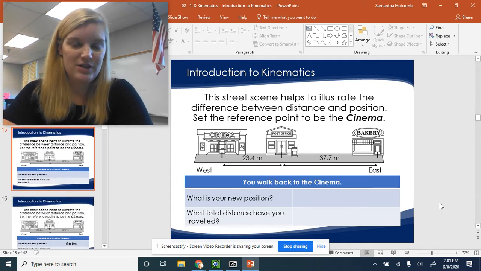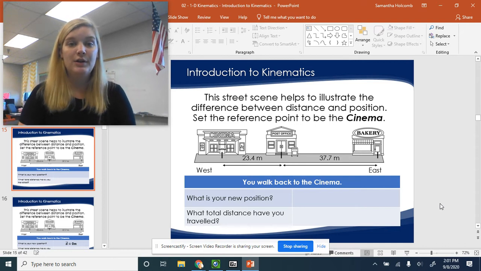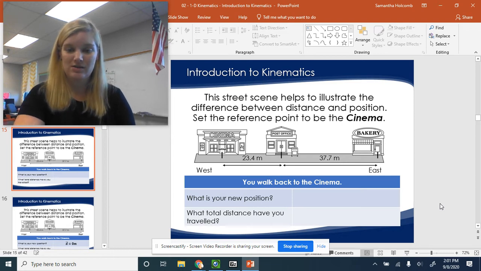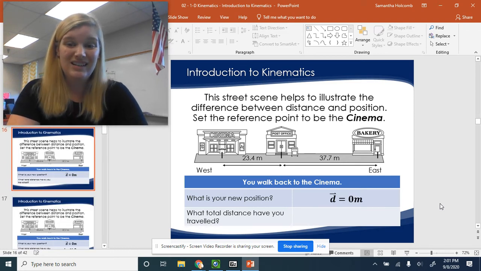So after writing your sternly worded letter and mailing it off, you go back to the movie theater because you left your keys. So after walking back to the movie theater, we need to know your new position still relative to our reference point. Position needs to be next to a reference point, and we started at the cinema as a reference point, so we still have technically gone 0.